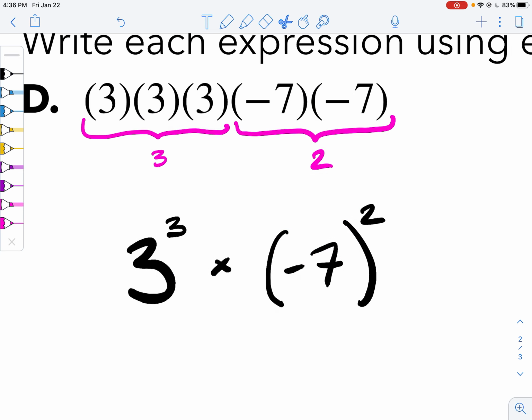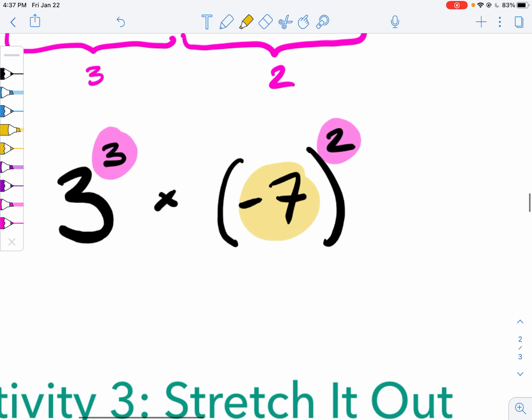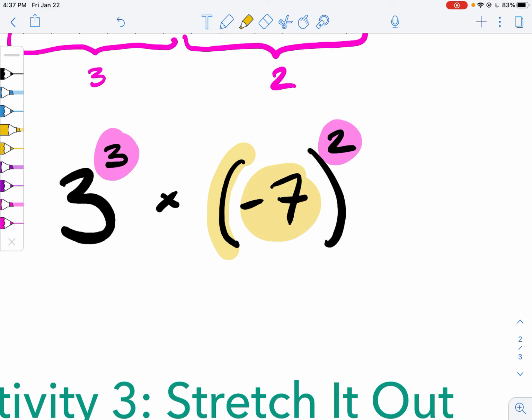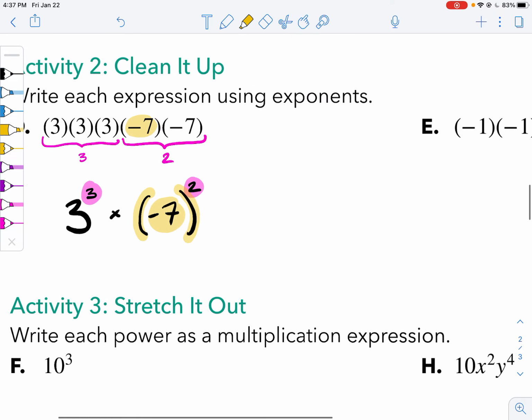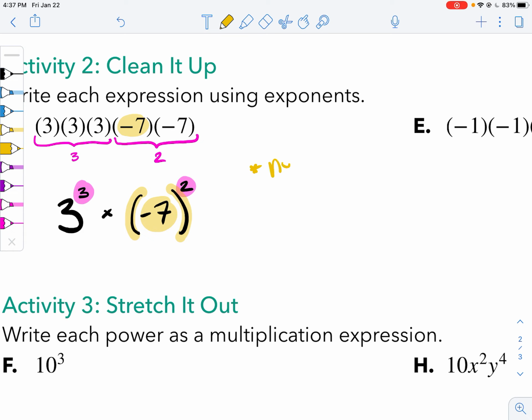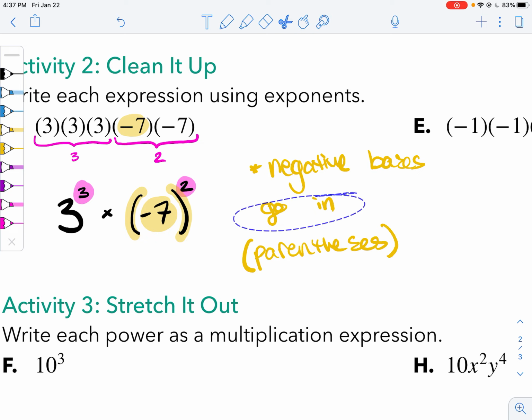You have all these bases. You count how many times they're showing up, and you write that as an exponent. Please also notice the negative needs to stay inside the parentheses. It'll come in handy with PEMDAS later. Okay. So negative bases always need to go in parentheses, please and thank you. In fact, that's so important. I'm going to make sure you see it. Negative bases go in parentheses. Like this.